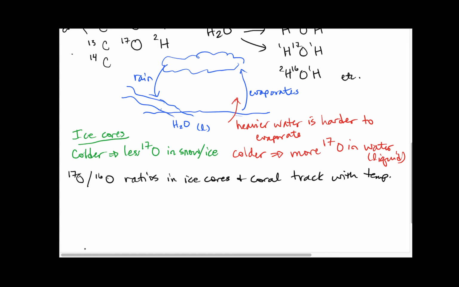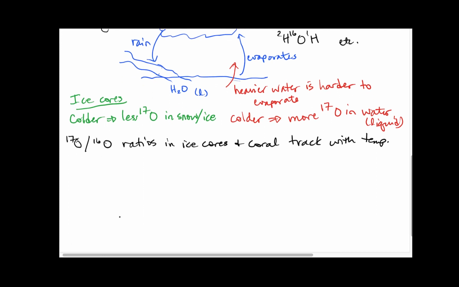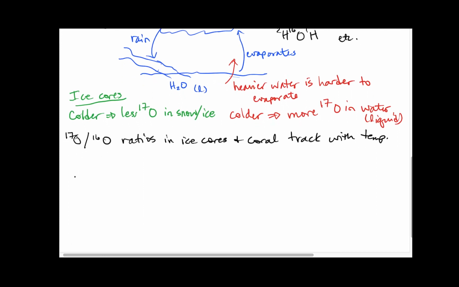So that's two different ways of looking at proxy data. The other two proxy data types that we're going to look at are pollen and tree rings. So these are two separate correlations that we're going to get.